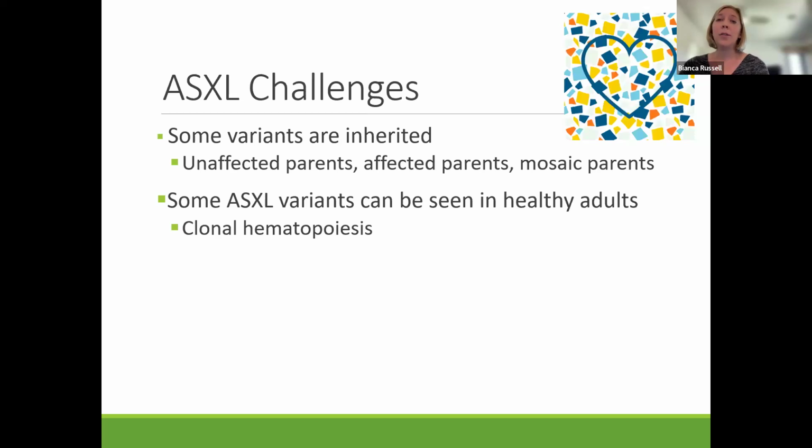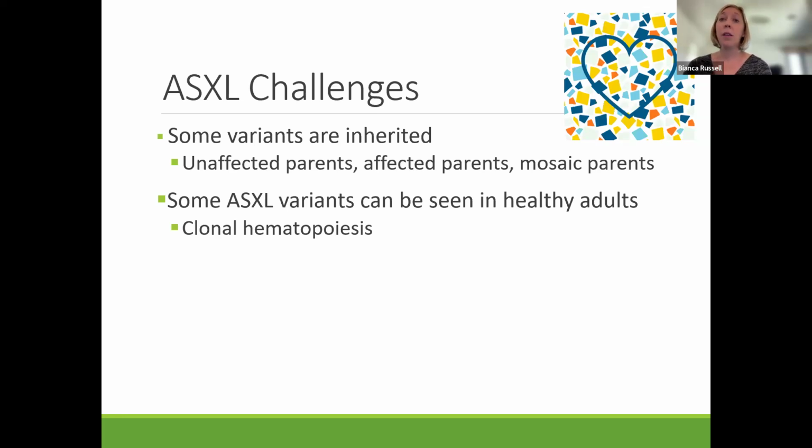It also adds to the challenge that some ASXL variants can be seen in healthy adults. There is a phenomenon called clonal hematopoiesis, which means that in the red blood cells and the white blood cells of adults, as they age, they can acquire ASXL changes. So these are not ASXL changes they were born with, but something that happens in their blood cells as they get older. And when that happens, we can pick it up on genetic testing, but it is not the same as having a child that had an ASXL change present in all cells in their body when they were made.